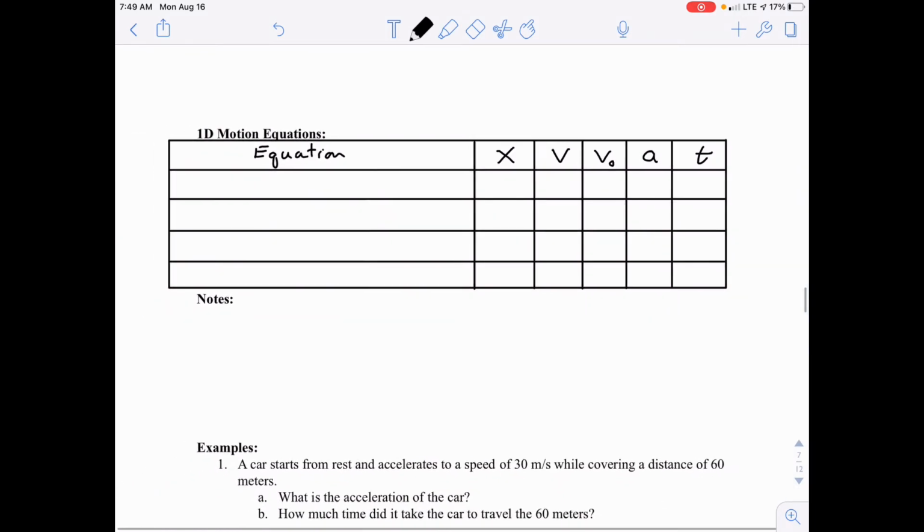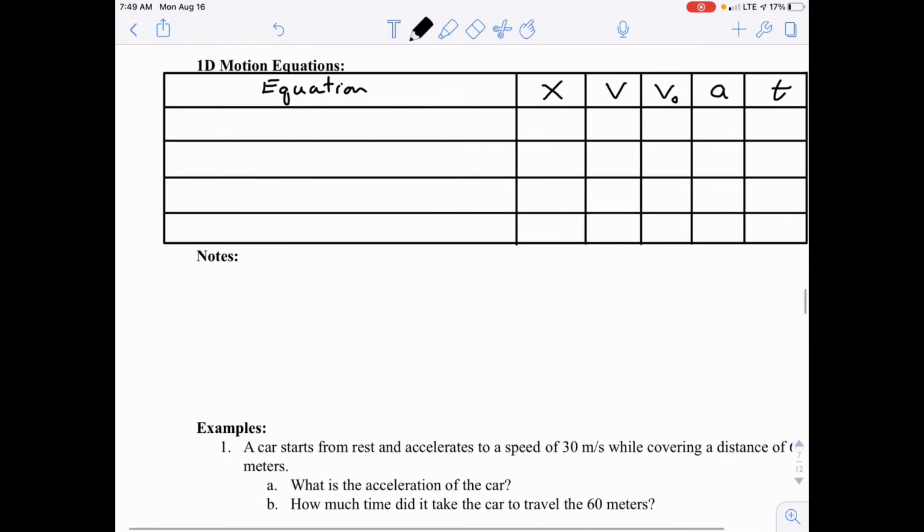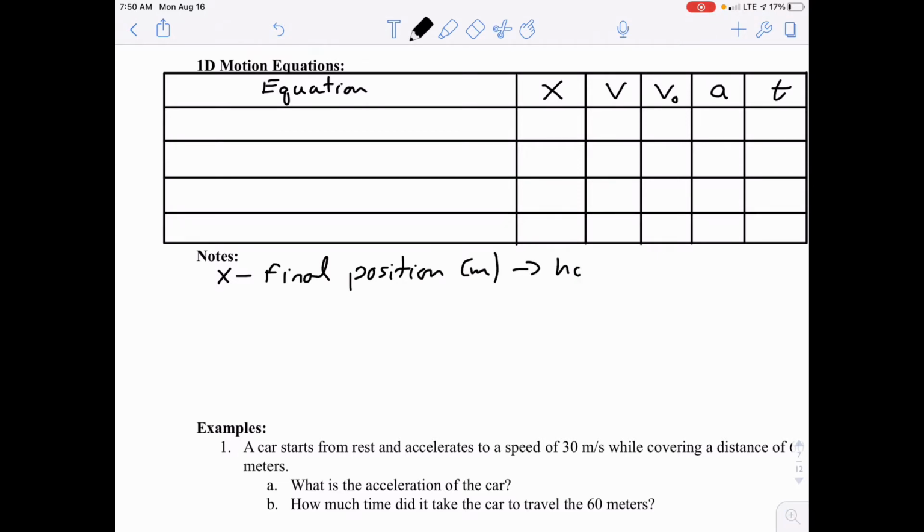Before we begin, just a reminder, let us review what these variables stand for. X is the final position of the object. It's how far the object ended up in the problem. It has a unit of meters, and if we're looking for this in a problem, the problem would be asking how far. V is the final or second velocity listed in the problem in meters per second. And in a problem, that would be, of course, how fast something is going.